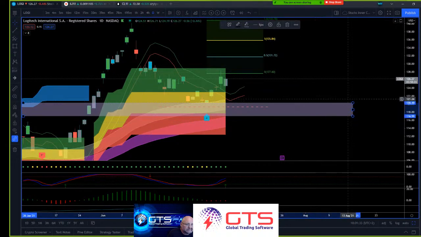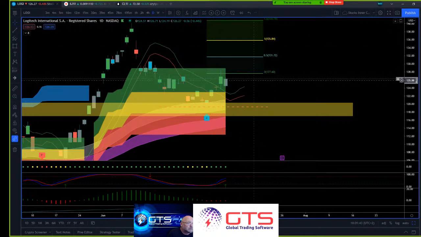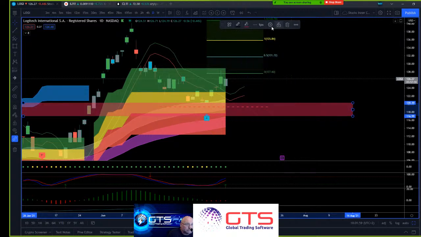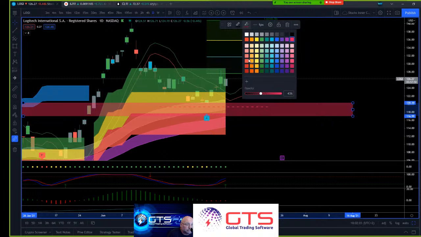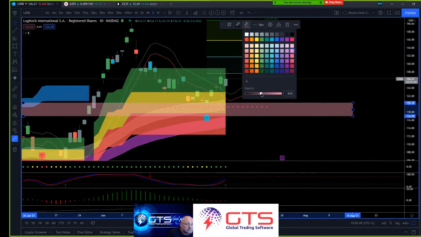Let's change that to yellow so we can see it a little bit better. In fact, yellow is the wrong colour because it's the same colour as that. We're going to have to go for a colour that's not there at the moment. That'll have to do. Let's just change the opacity a bit.